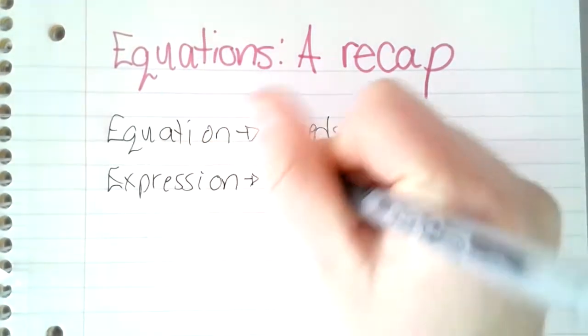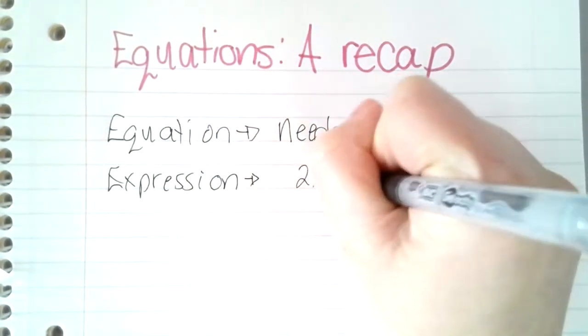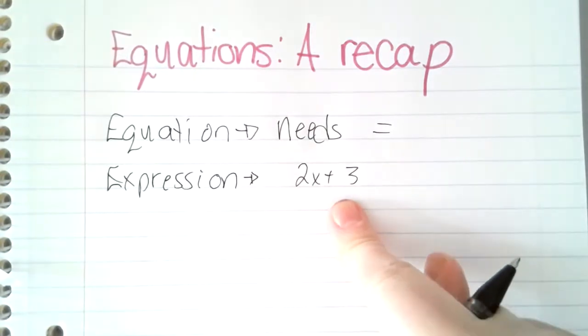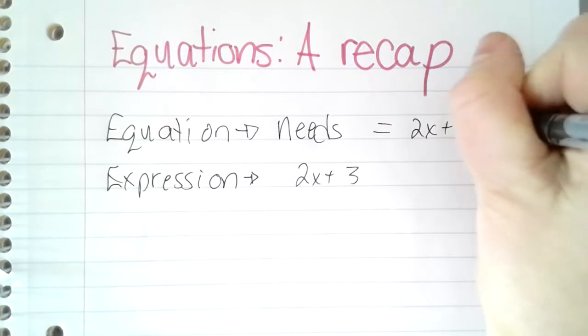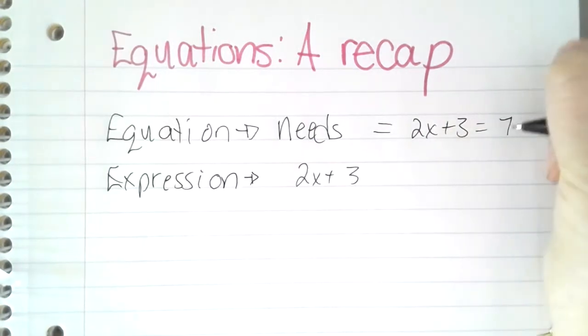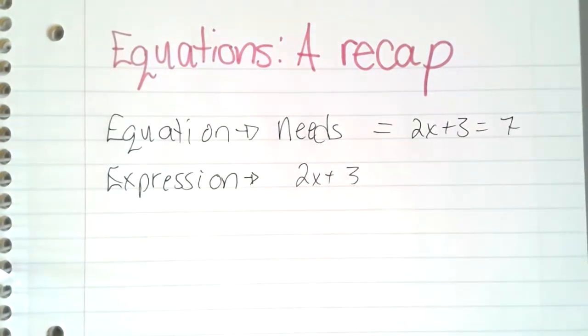So it could be something like 2x plus 3. That's an expression. There's no equal sign there. Whereas my equation could have something like 2x plus 3 is equal to 7. And in that case, you're actually able to solve for the value of x. That is a key distinction when you are working in this unit because there are going to be times where it's going to be asking you to write an expression and then an equation.